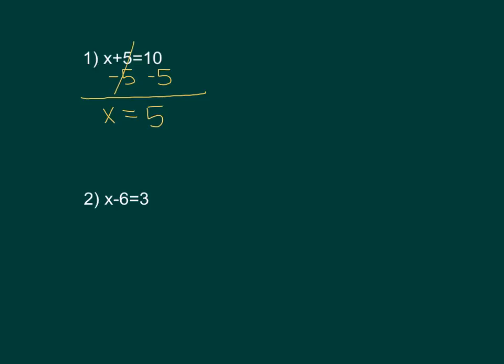Alright, so number 2, we have x minus 6 equals 3. So we need to get the negative 6 to the other side. So in order to do that, we're going to add 6 to both sides. The whole reason in doing that is because a negative 6 plus 6 is going to give us 0. So they're going to cancel, so we'll be left with only x on the left side, and 3 plus 6 is 9. To check your answer, you can plug in 9 where your x was. 9 minus 6 is in fact 3.